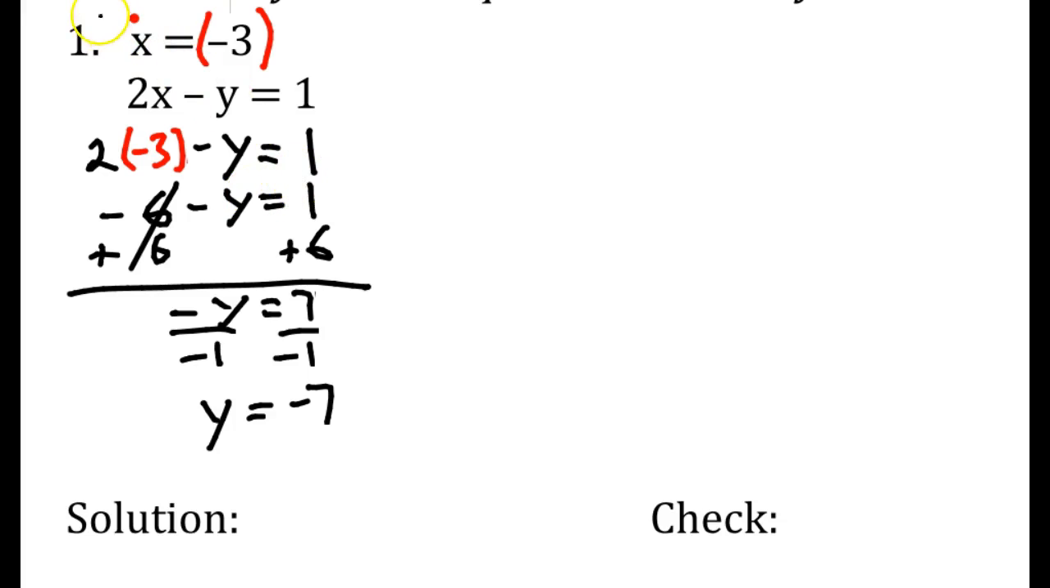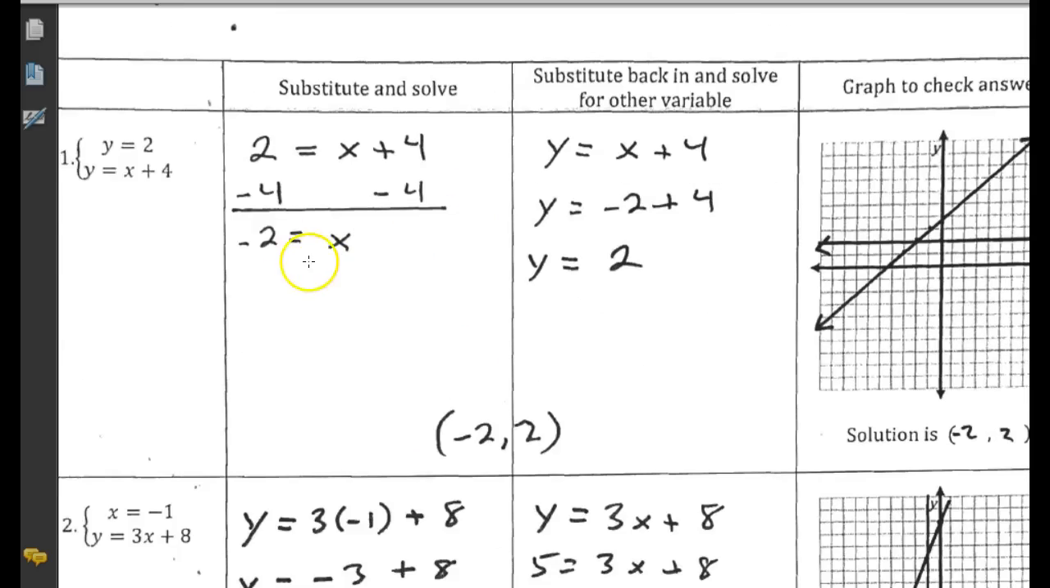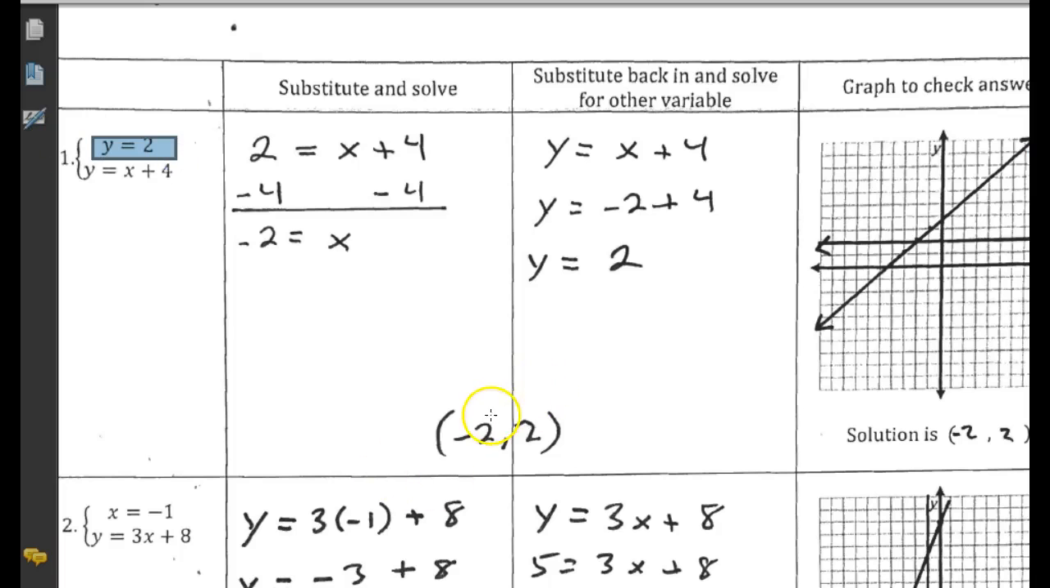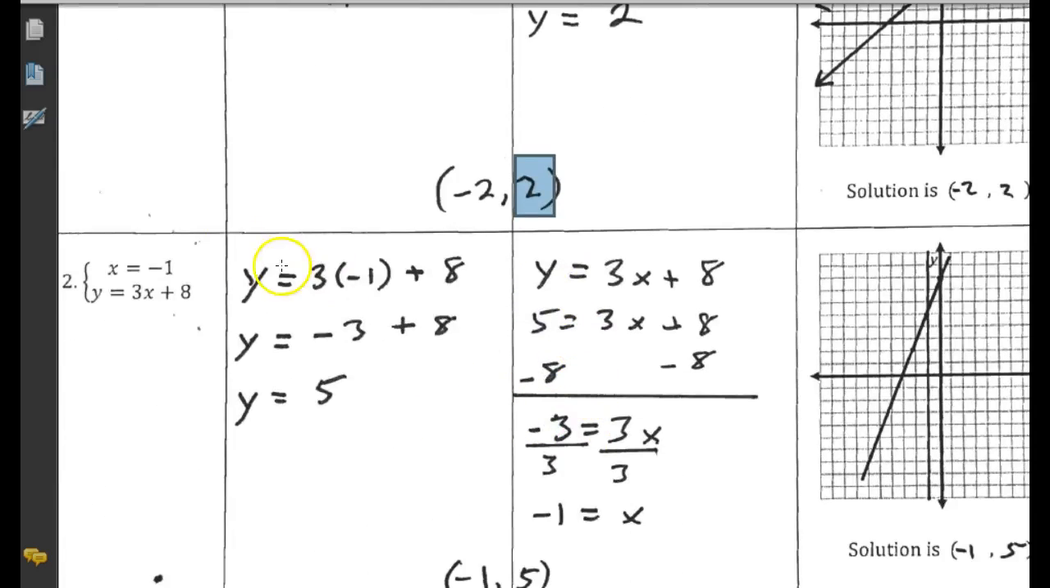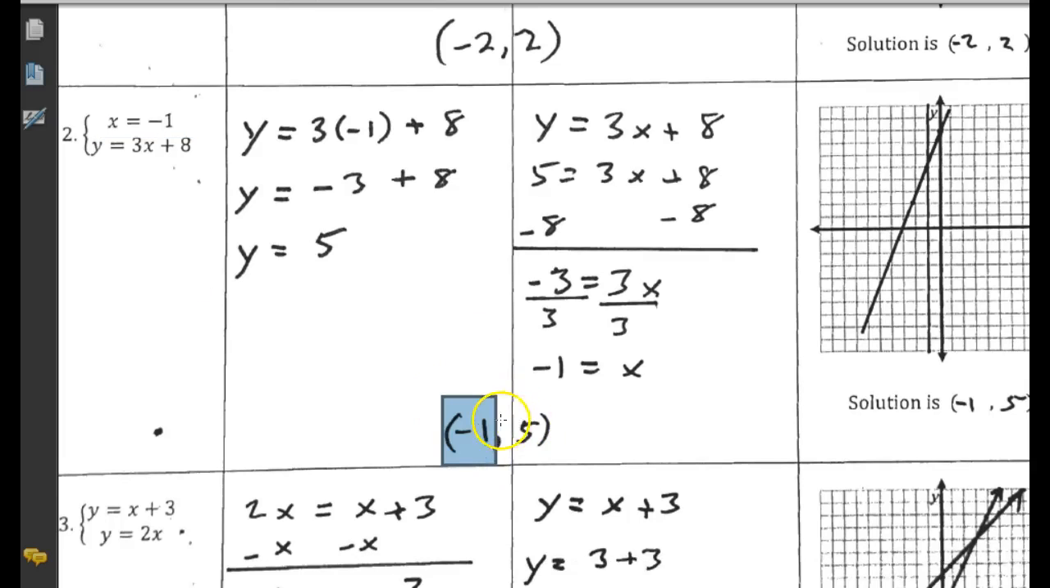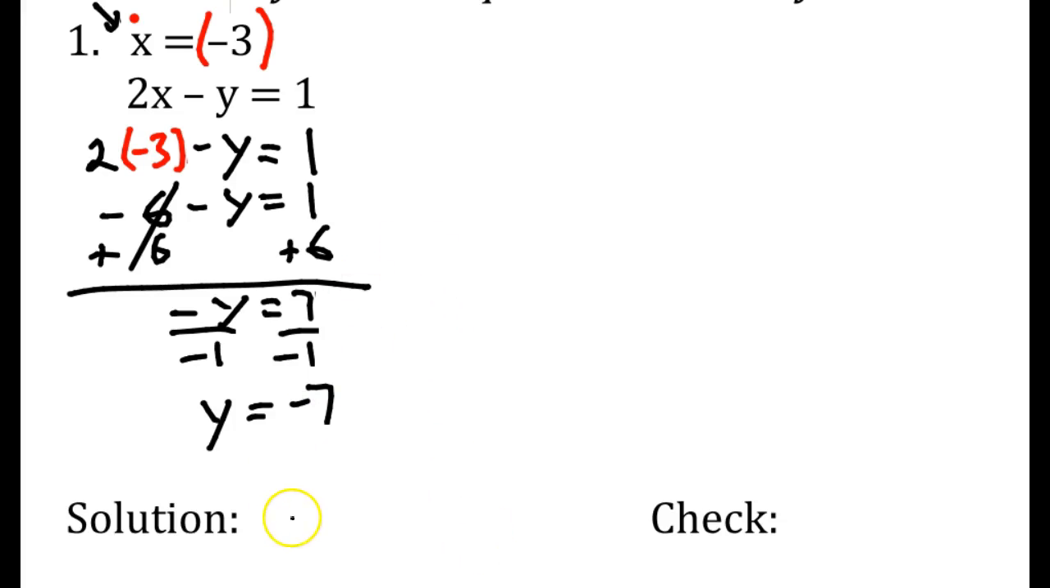Now, one of the things that you probably caught on to if you did all the homework yesterday is that if you started off with an equation that was x equals or y equals a number, well, that was pretty much half your answer. If you go back to here, if you started off with y equals 2 on your last night's homework, then y was 2 in your answer, right? If you start off with x equals -1, well, that was part of your answer. So if one of the two equations is already x equals or y equals, you don't really have as much to do. So we know our solution is (-3, -7).